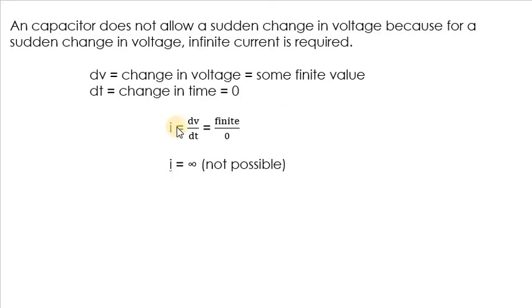Okay, so I is equal to C dV by dt. So this dV is some finite value and it is divided by this dt here, which is 0. So this will result in an infinite current, which is not practical. Practically, infinite current is not possible. So therefore, change in voltage instantly across a capacitor is also not possible.